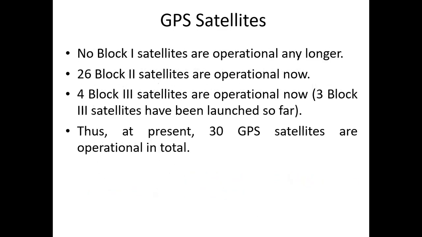So currently there are no Block 1 satellites, and there are 26 Block 2 satellites. Basically, the GPS is using the services of Block 2 satellites. 26 Block 2 satellites are operational, and we have 4 Block 3 satellites operational. Okay, no, sorry, 5. That's a little mistake in writing. 5 Block 3 satellites have been launched so far. It's not 3 in the parentheses. It should be 5 Block 3. I'll correct it now before uploading.